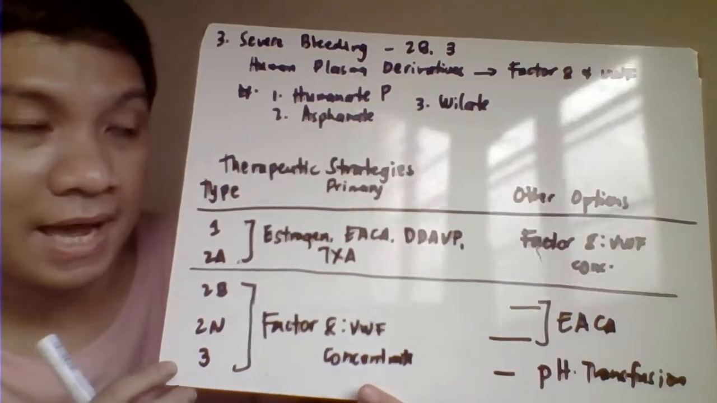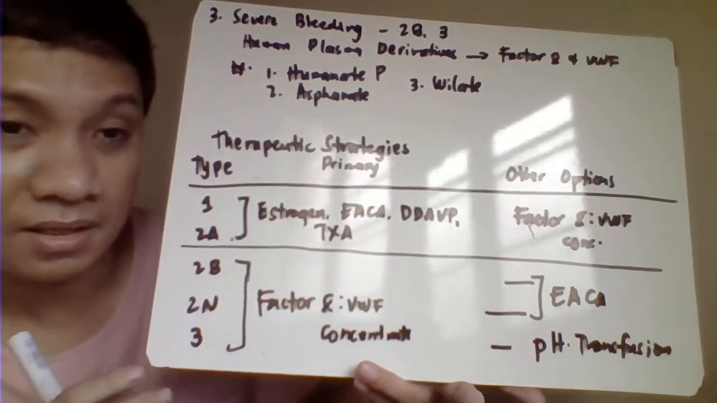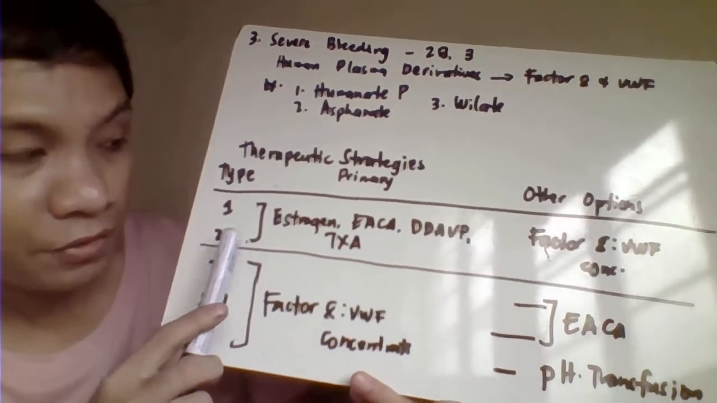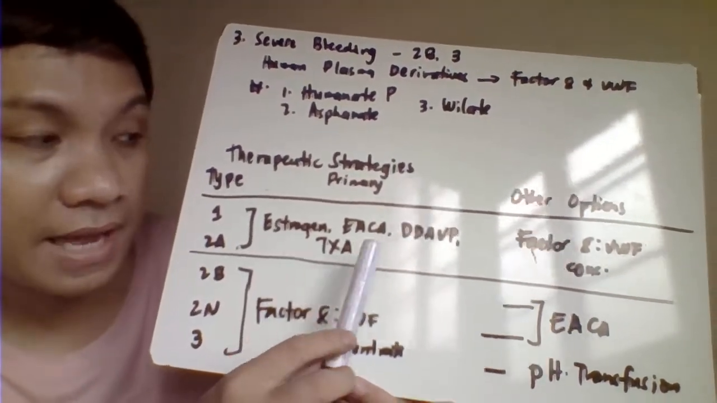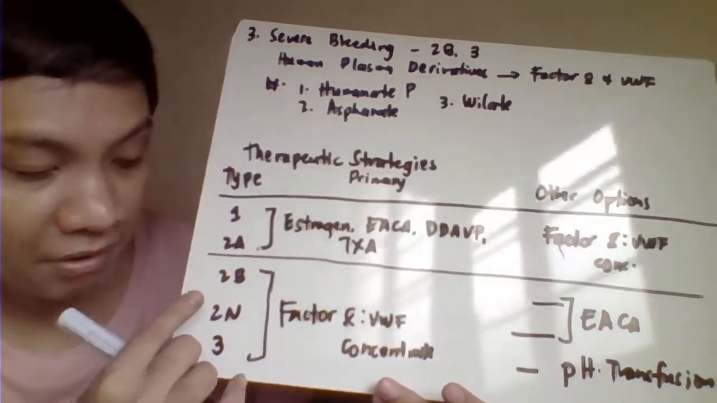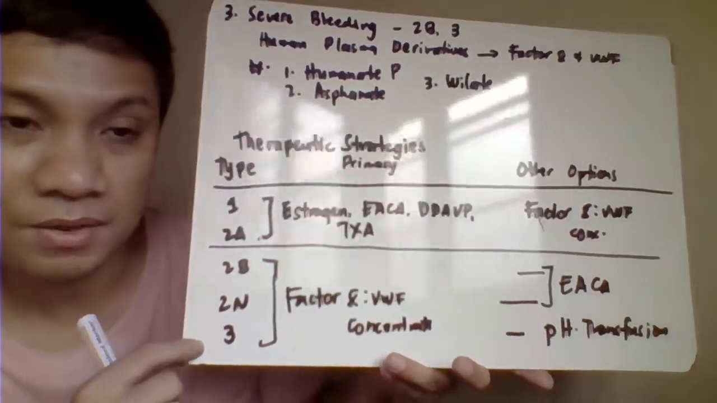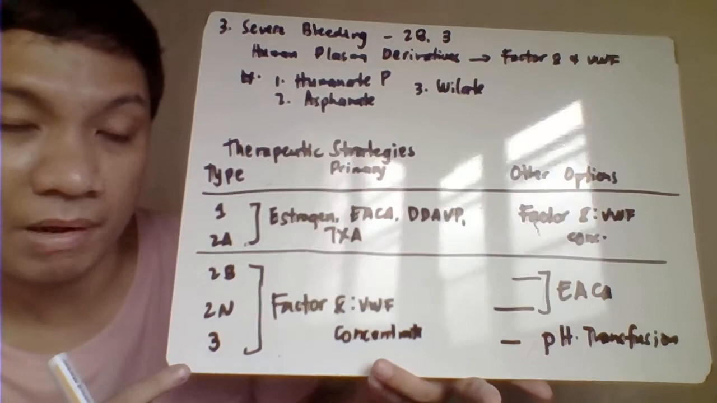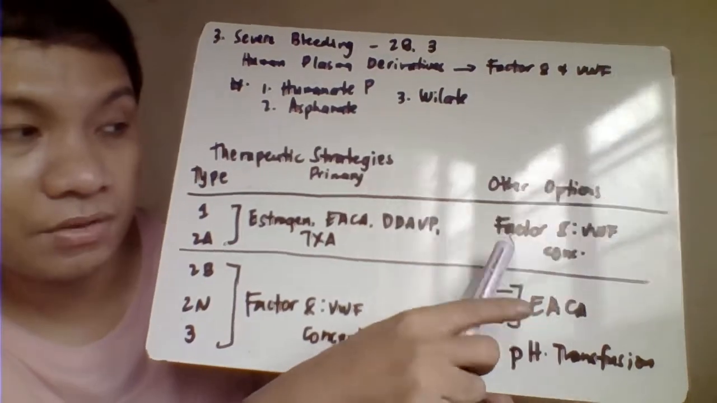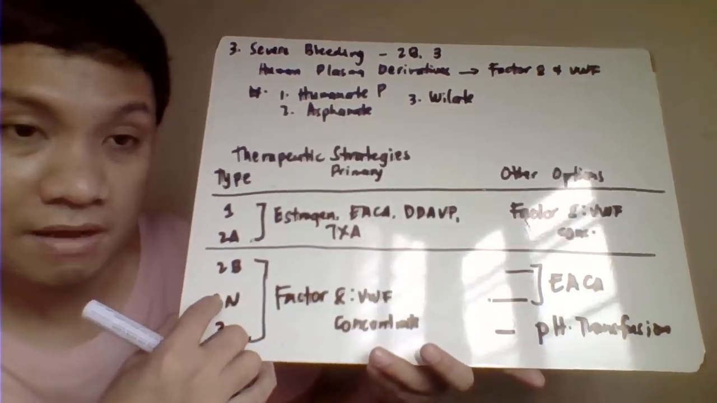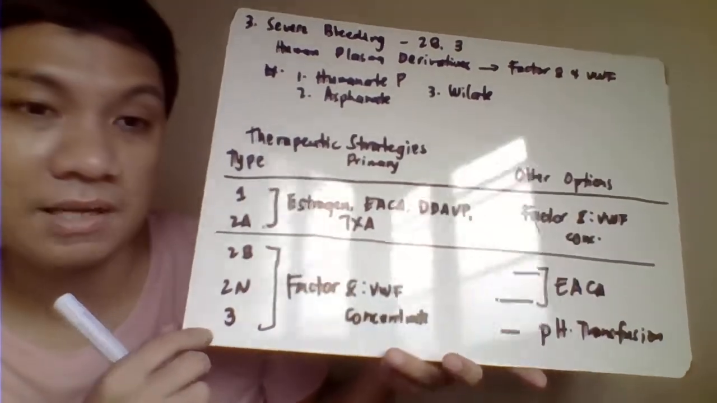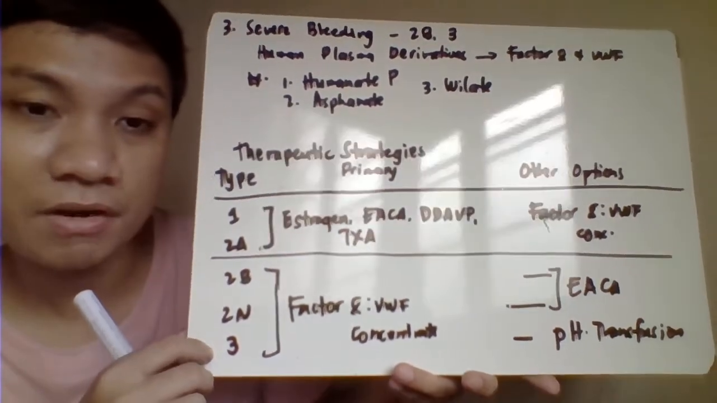So itong summary natin for the therapeutic treatment na ginagawa natin. So for type 1 von Willebrand disease and type 2A, you can give estrogen, EACA, DDAVP, tranexamic acid as your primary options. But for your 2B, 2N, and 3, pinaka-primary treatment na is the factor 8 von Willebrand factor concentrate. So aside from that, we have other options. Type 1, 2A, you can give factor 8 concentrate. Type 2B, 2N, you can give epsilon aminocaproic acid. And for type 3, then pinaka-option niya is platelet transfusion, or with the transfusion of your platelet concentrate.